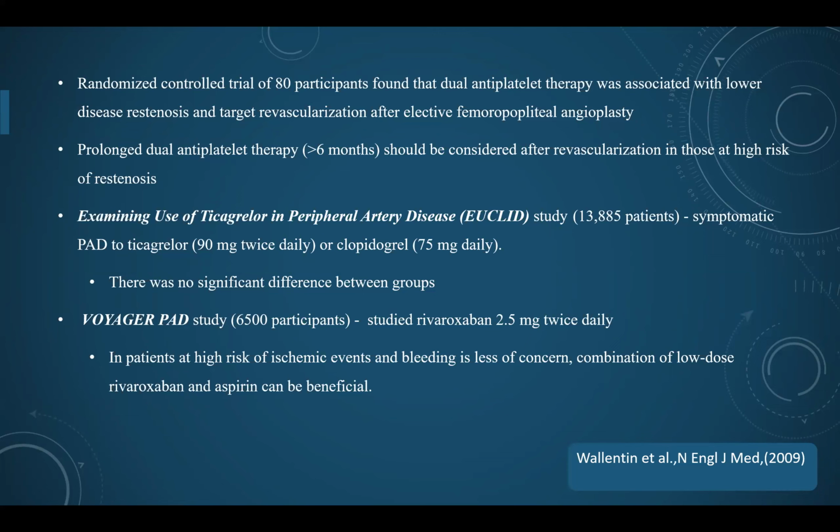In another study, EUCLID, on the use of ticagrelor in symptomatic PAD, when ticagrelor 90 mg was given twice daily and compared with clopidogrel, there was no significant difference between the two groups. Ticagrelor is a P2Y12 inhibitor, which acts as an antiplatelet aggregating agent. And in another study, VOYAGER, rivaroxaban 2.5 mg twice daily was studied. In patients of high risk, and when bleeding is of less concern, low dose rivaroxaban can be given along with aspirin.